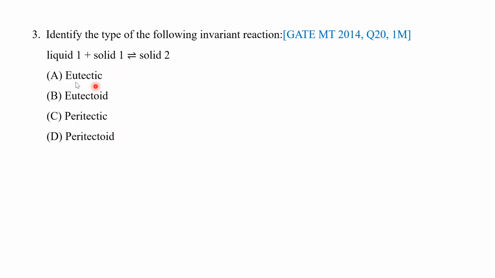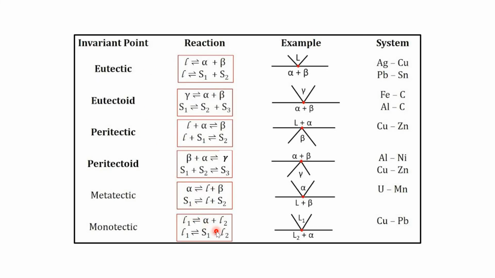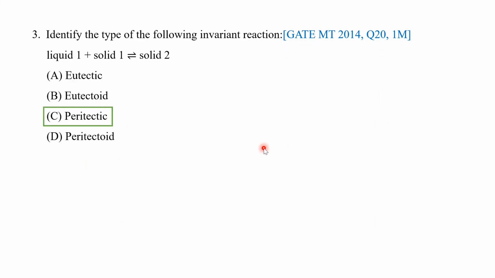So our question is, liquid 1 plus solid 1 gives solid 2. So L1 plus S1 gives S2. So where is it? L1 plus S1 gives S2. So it will be a peritectic reaction.